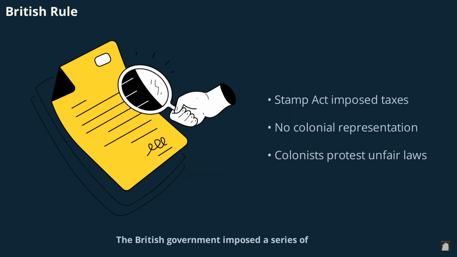The British government imposed a series of taxes and regulations on the American colonies, aiming to recover debts from previous wars, especially the costly 7 Years' War. Laws like the Stamp Act and the Townshend Acts placed financial burdens on the colonists, who had no representation in the British Parliament. This lack of a political voice led to the famous slogan, "No taxation without representation," which became a rallying cry for the colonists.